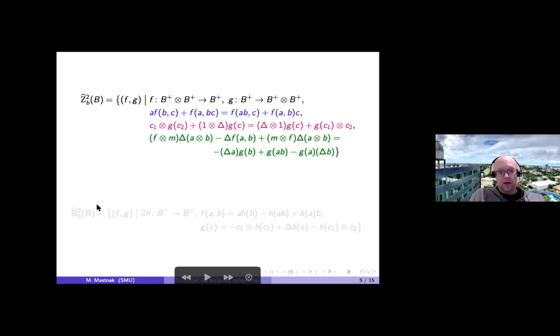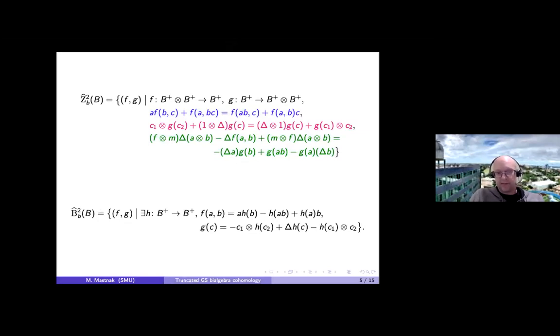And the two co-boundaries are pairs of maps, where F is a co-boundary with respect to some H, and G is, well, because of this sign trick, a negative co-boundary, but of the same H. That's the point.